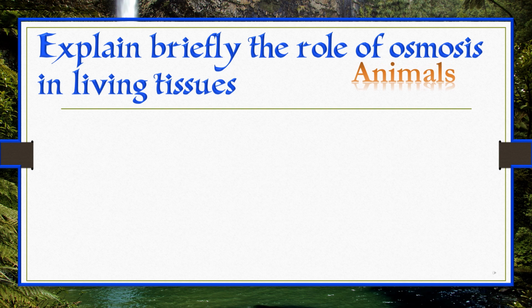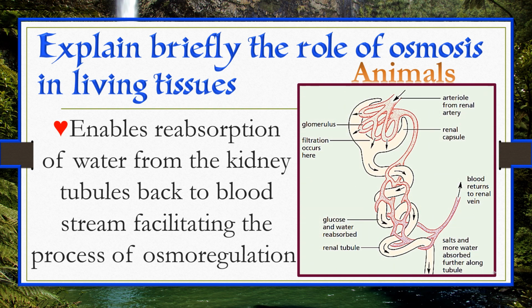Explain briefly the role of osmosis in living tissues of animals. Now, osmosis in the kidney enables the reabsorption of water from the kidney tubules back to the bloodstream, facilitating the process of osmoregulation.